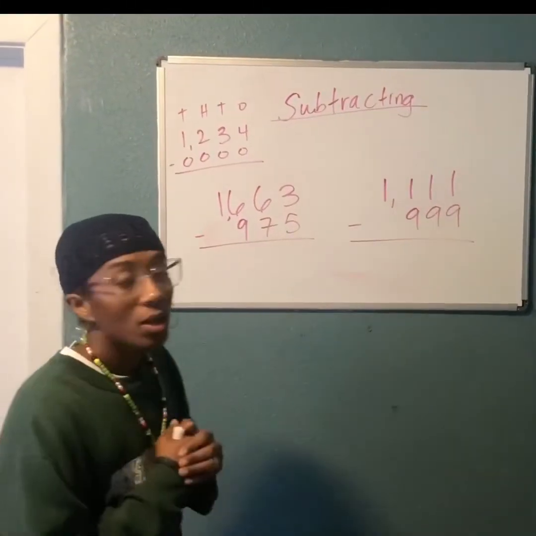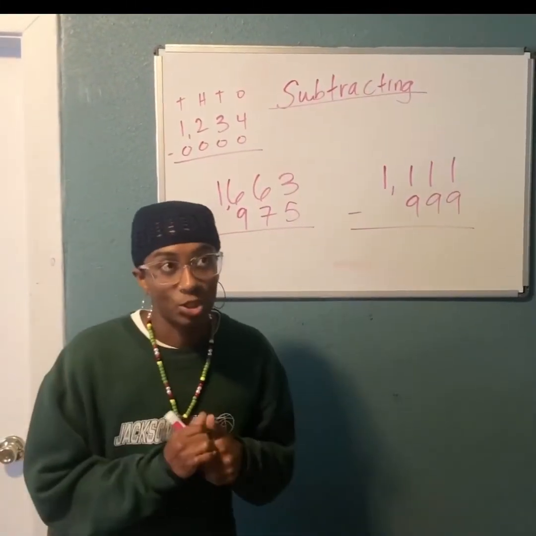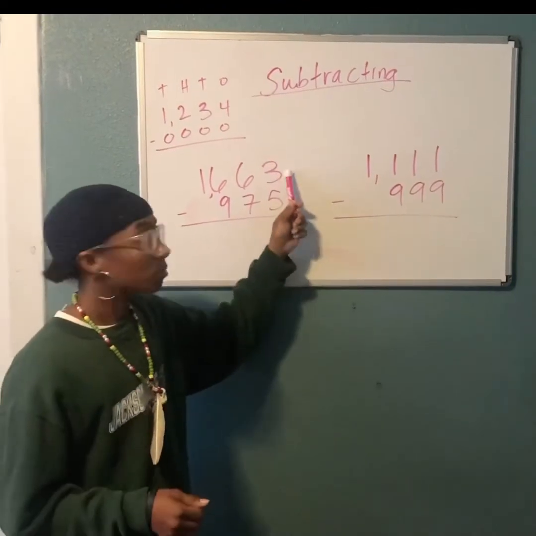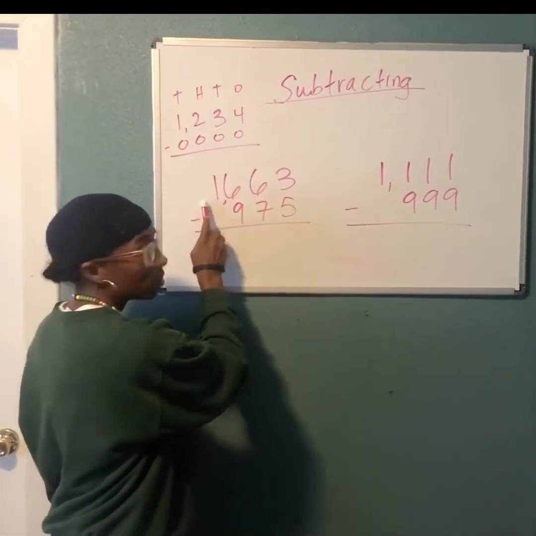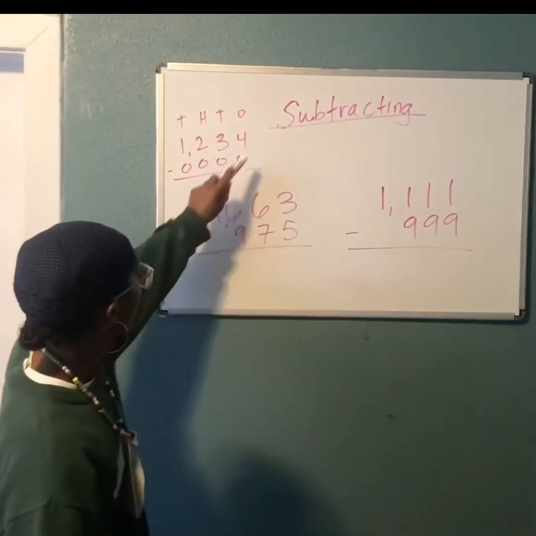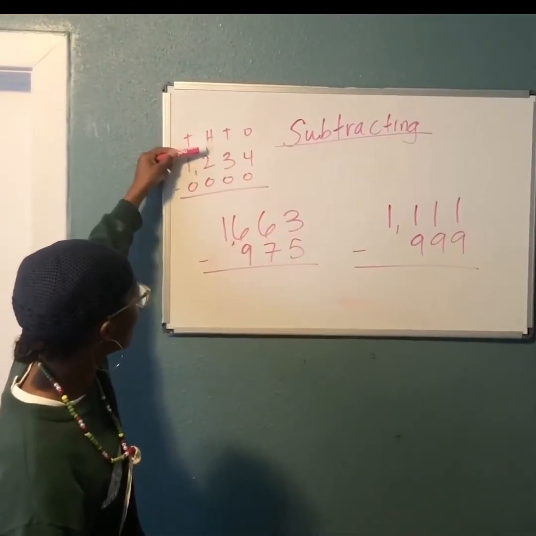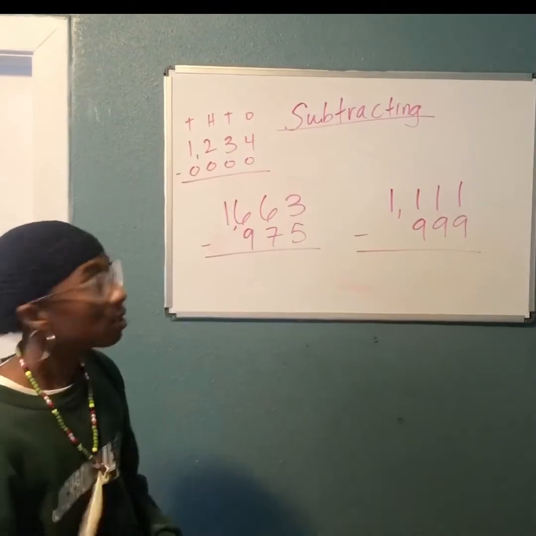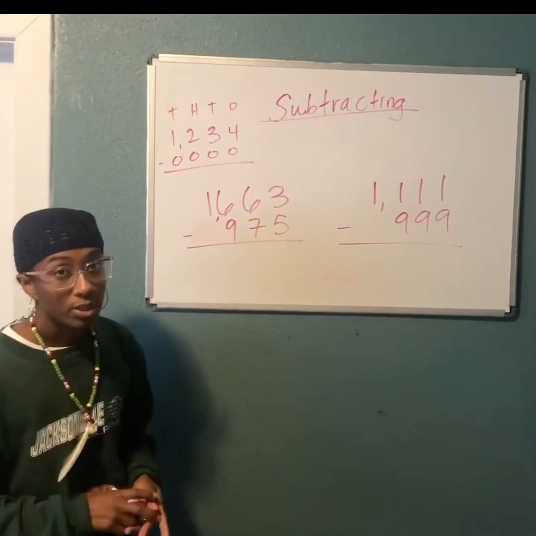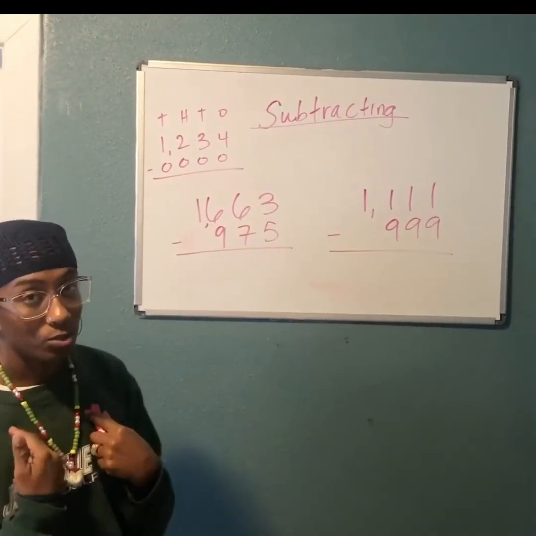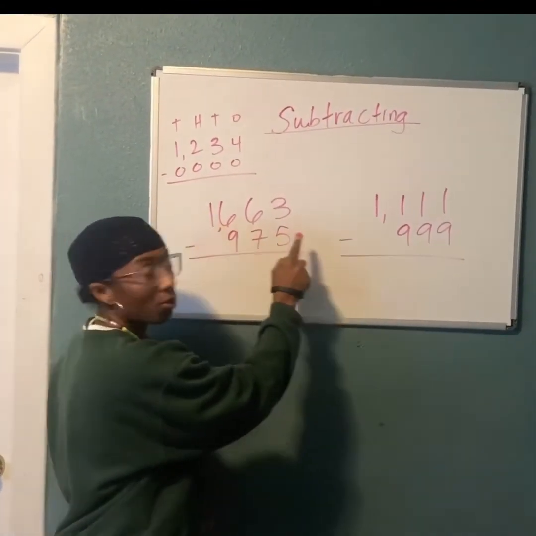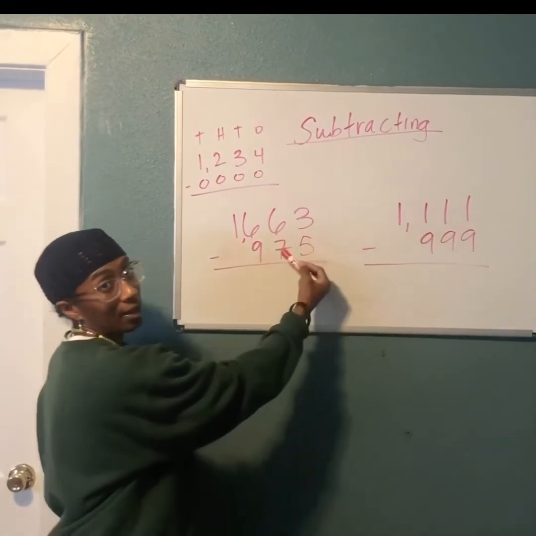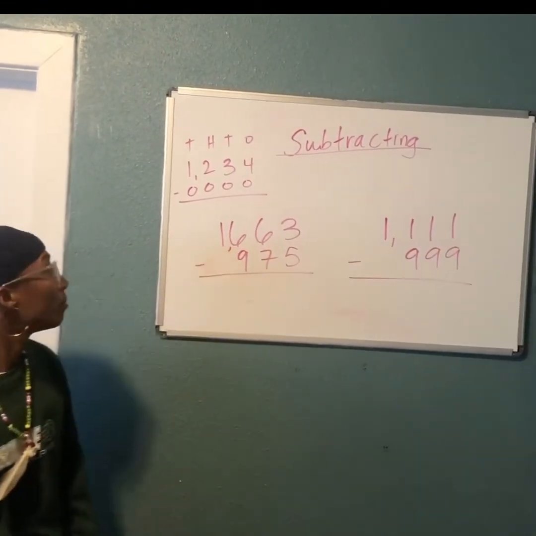Okay, so normally when you subtract, you start from the ones place, then you go all the way to the left to the thousands. So you have the ones place, tens place, hundreds place, thousands place. With the technique that I use, you start from the left and work your way to the right, then you work your way back to the left to solve the problem.